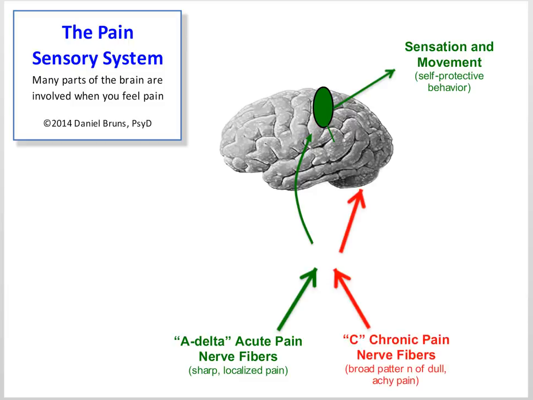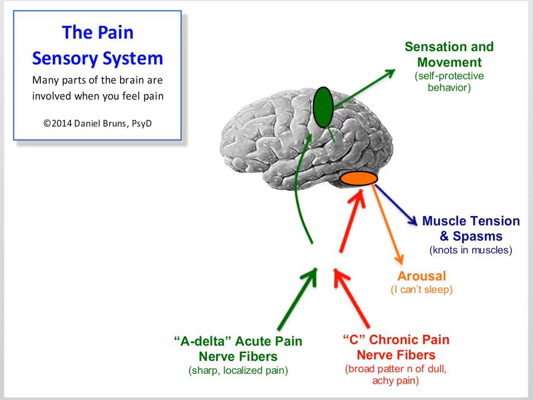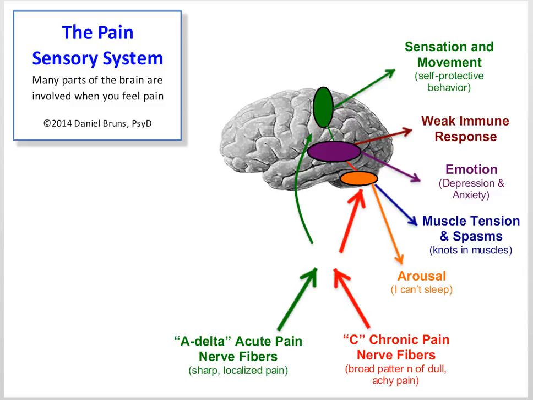The second pain sensory system follows a more circuitous path through the brain, starting with the brainstem, where it's associated with arousal. The patient says, "I can't sleep," with muscle tension and spasms. It then travels on to the limbic system, where it's associated with emotion like depression, anxiety, or anger. It's also associated with a weakened immune response.